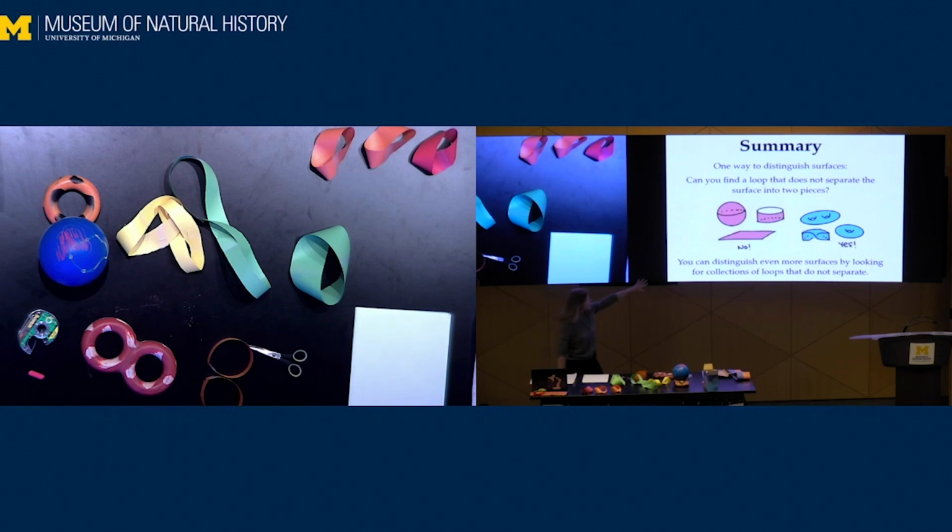All right. And at the very end, we saw a teaser that, in fact, we can distinguish even more surfaces by looking for collections of loops, where if I cut out all of them all at once, I don't separate the surface. And this is one way that a topologist can tell whether two different surfaces are topologically distinct from one another.